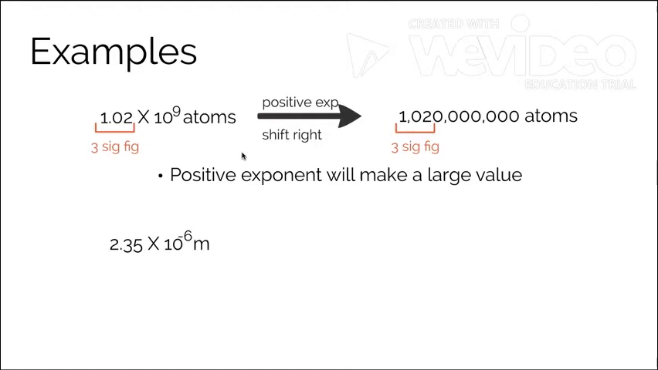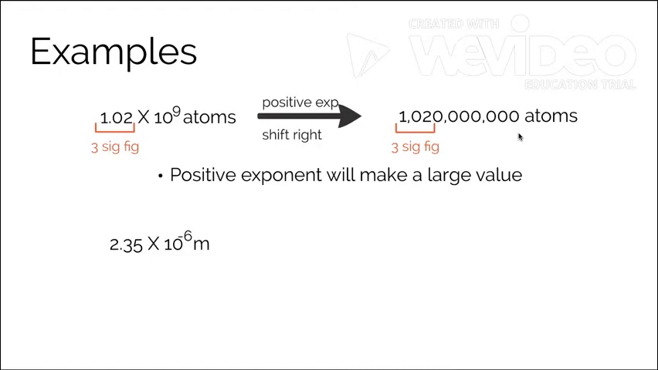For this, keep in mind that when you have a positive exponent, you will always be expanding your value, and you're always making it a very large number. So in this, we started with 1.02, and that's a pretty small number. There's nothing too great about it. But when you compare it over to the full value of it, this is in the range of billions. So again, because we had a positive exponent, we have a very large value in the billions.